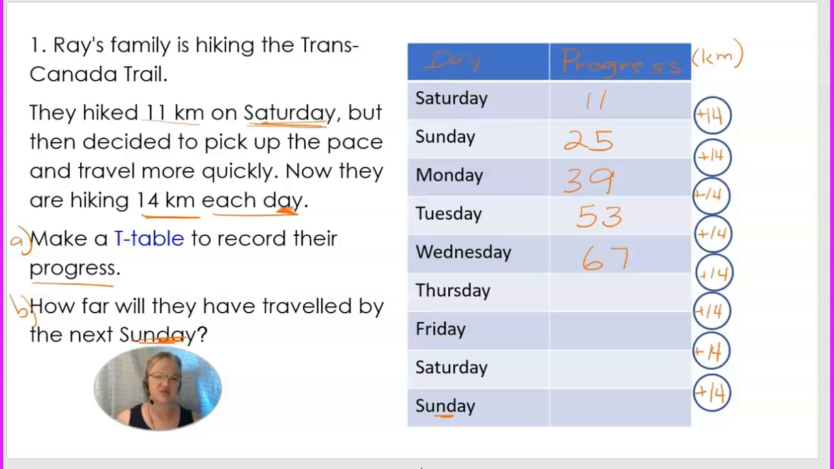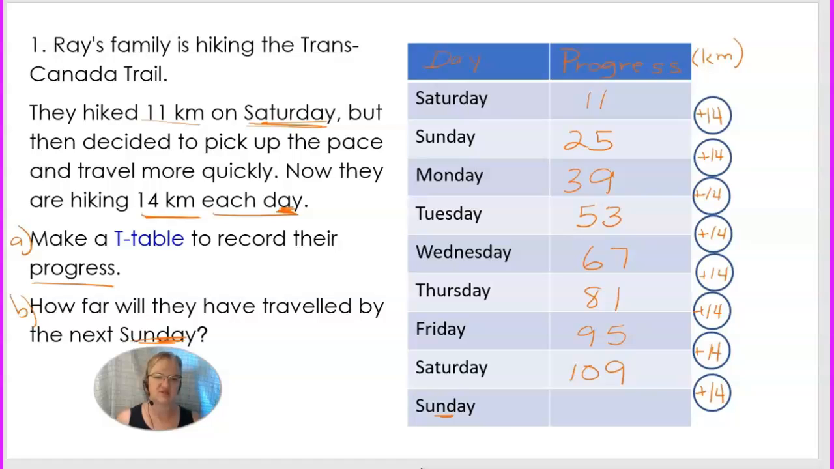53 plus 14, 3 plus 4 is 7, 5 plus 1 is 6. 67 plus 14, 7 plus 4 is 11. Carry that 1 up again for the 10. 6 plus 1 more will be 8. 81 plus 14, 1 plus 4 is 5. 8 plus 1 is 9. 95 plus 14, 5 plus 4 is 9. 9 plus 1 is 10.